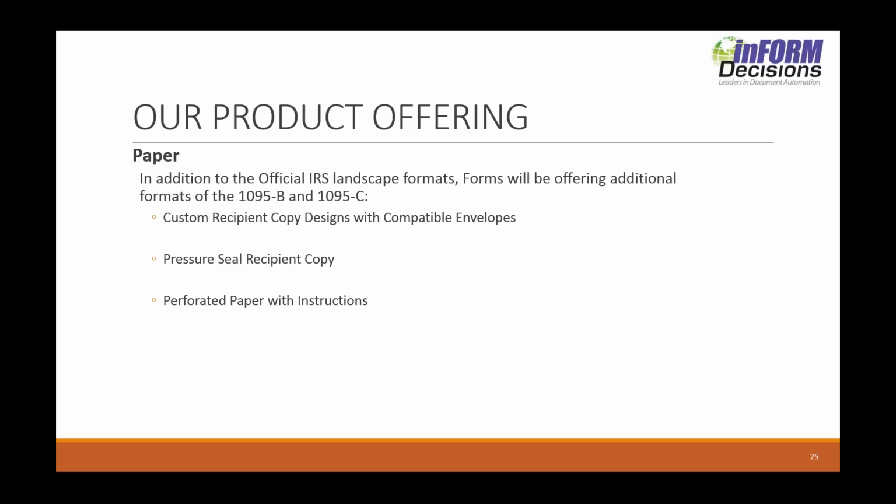The pressure seal recipient copy, we have those as well. That would alleviate the need for an envelope. You could use the pressure seal version. We have blank as well as pre-printed. And then we also have perforated paper with instructions. So if you wish to program the full page format or the half page format and do all of the printing at once, the data as well as the form, then you can just purchase the perforated paper with instructions.